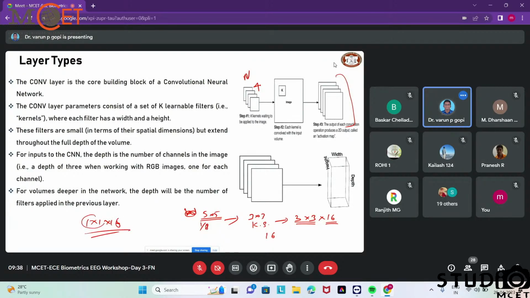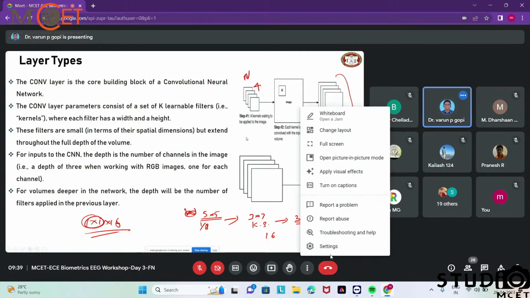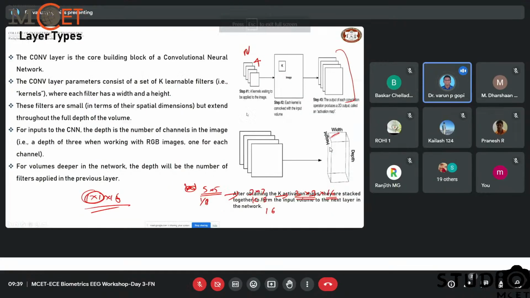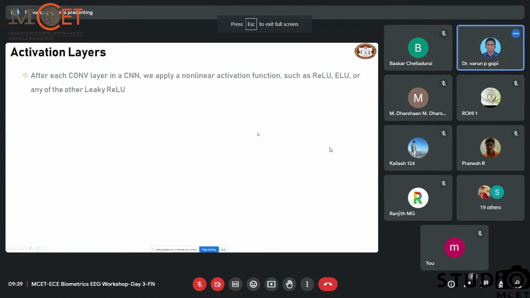So that means your width and height are now reduced and you are getting depth information. In this figure, you can see that width and height are reducing and depth is increasing. So finally, you will get depth information regarding the input image. So that is the idea of the convolution layer.